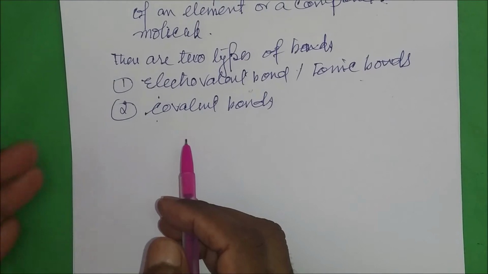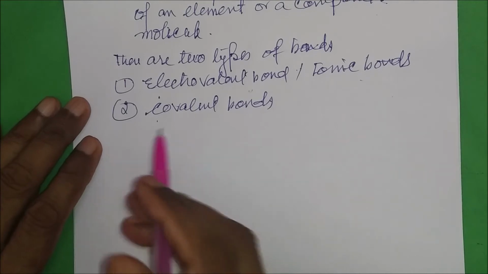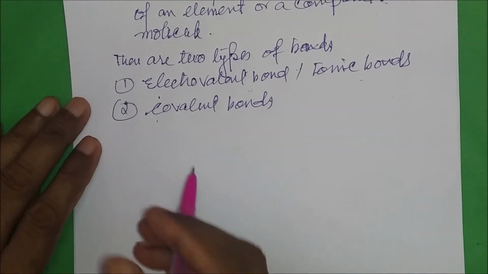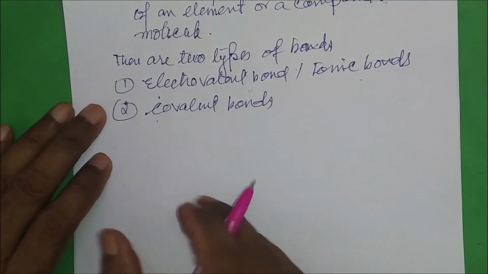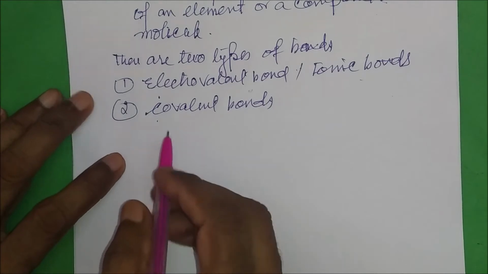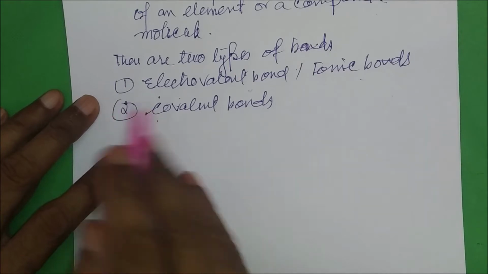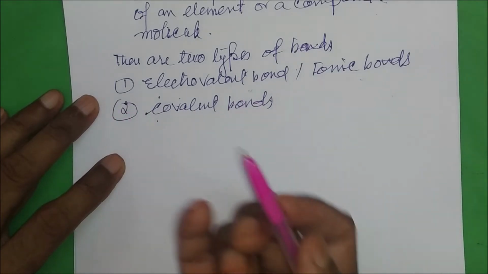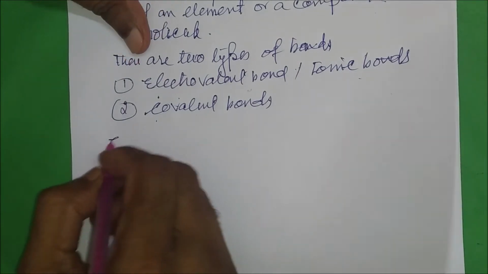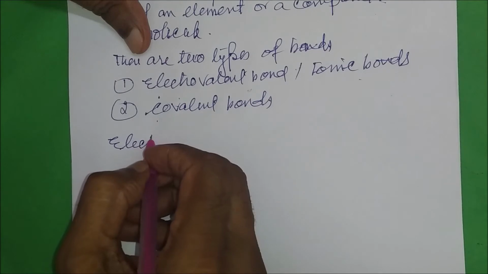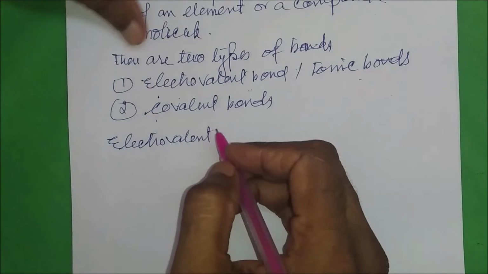Now, electrovalent is between a metal and a non-metal. And covalent is sharing, between non-metal and non-metal or the same element also. So in electrovalent, the electrons are transferred: the metal transfers and the non-metal accepts. So first try to understand what an electrovalent bond is.